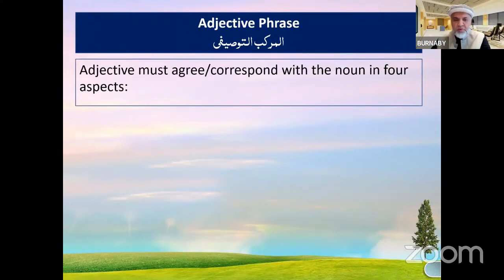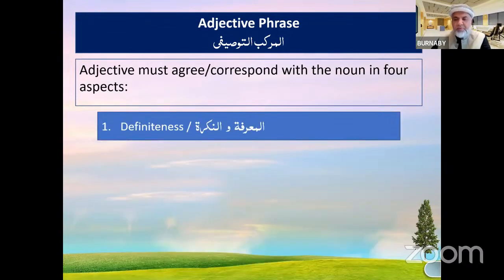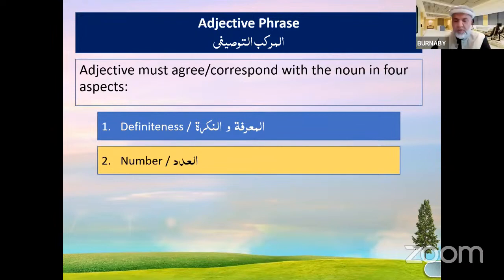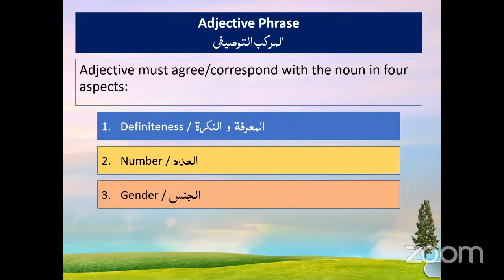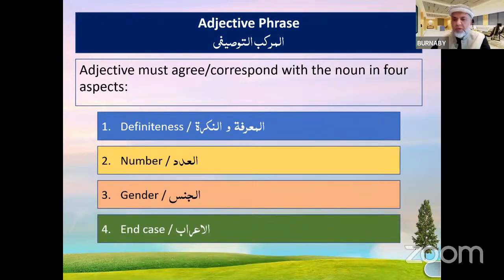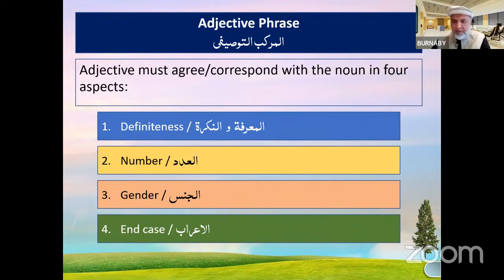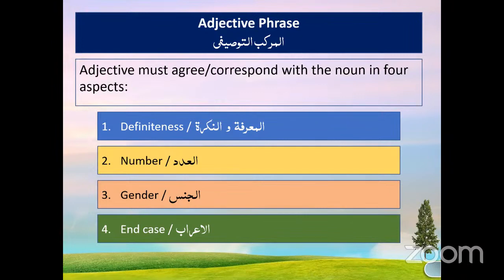Then look at this one. Adjective or the Murakkab-e Tawseefi, they need to agree with the noun in four aspects. What did that mean? If they are both marifa, they're going to be both marifa. If they're nakira, they're both going to be nakira. If they're singular, they will be singular. If they're dual, they will be dual. If they are plural, they will be plural. If they're male, they're both going to be male. If they are female, they're both going to be female. And the i'rab, they will be both rafa. If one is rafa, the next one has to be rafa. If one is nasab, then the other has to be nasab. If one is in the status of jar, then the next has to be in the status of jar. So far, so good?